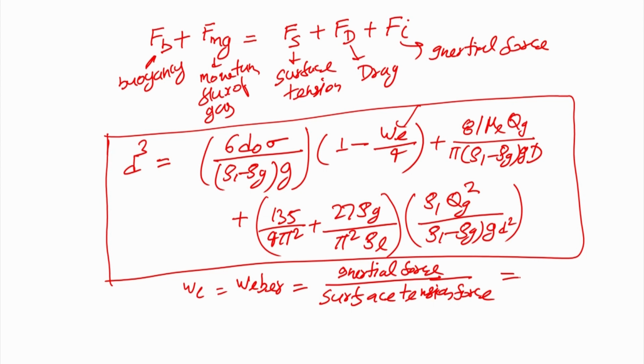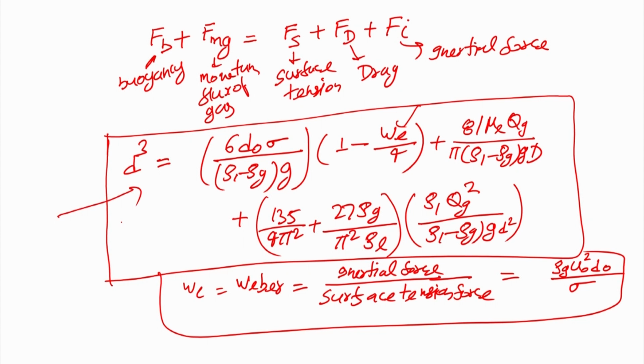It is the ratio of inertial force to the surface tension force. The inertial force will be rho G into u square, or u naught square, because you are going with the orifice velocity, into d naught upon sigma. That is the way the Weber number is defined, and you can find the equation for the bubble diameter. Now, several authors have done a lot of simplification, some forces have been neglected, and different equations for the bubble diameter are given, but this is the basics.